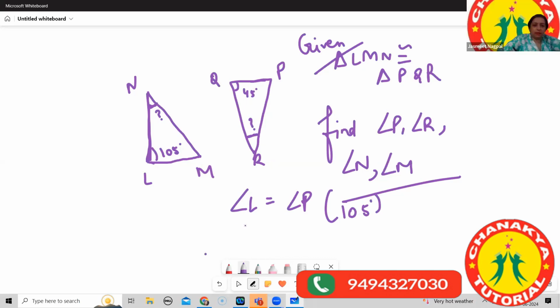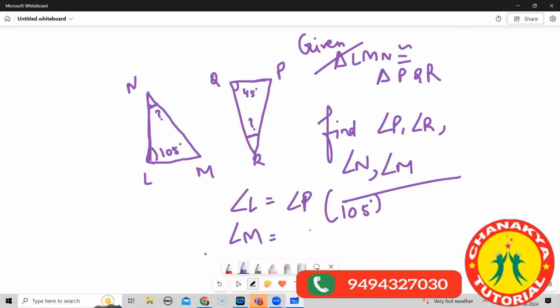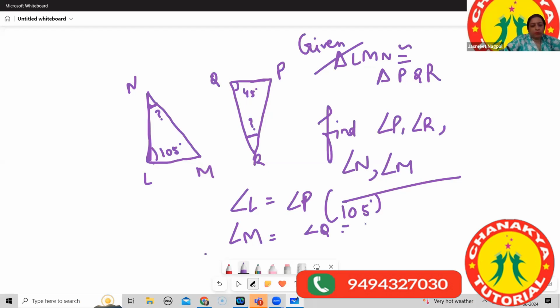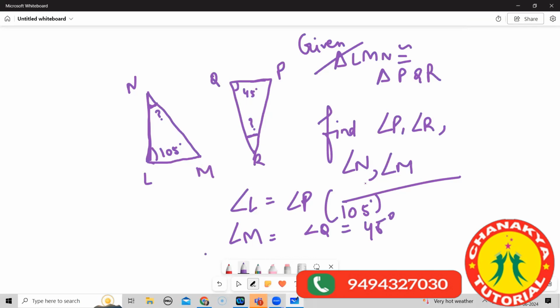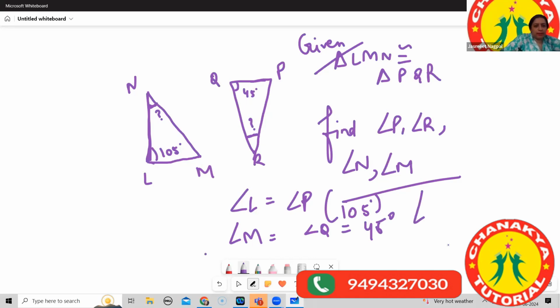105. Then M is equal to which angle? Q. Very good. So that it would be 45. Right? Yes. Now you only have to choose one angle and find the third one. If you are choosing M and L, let's find out.